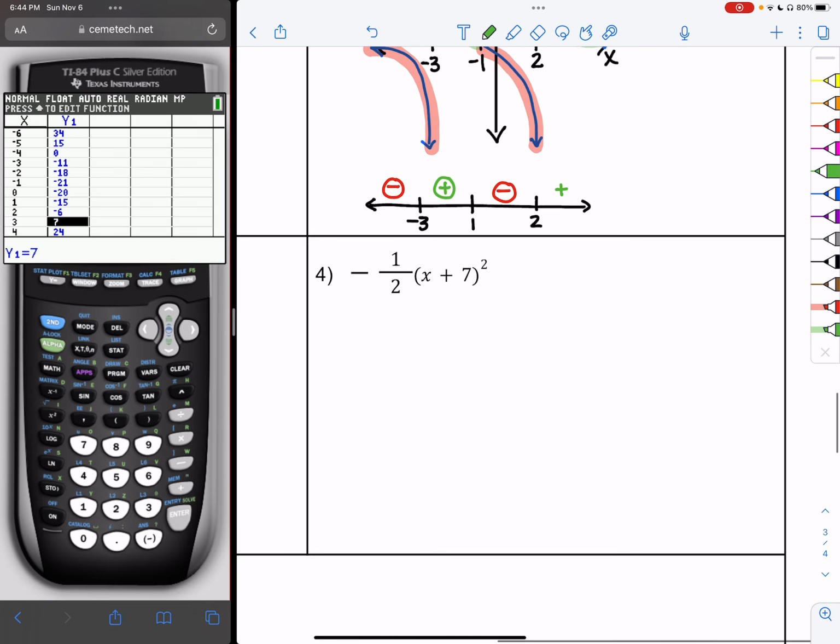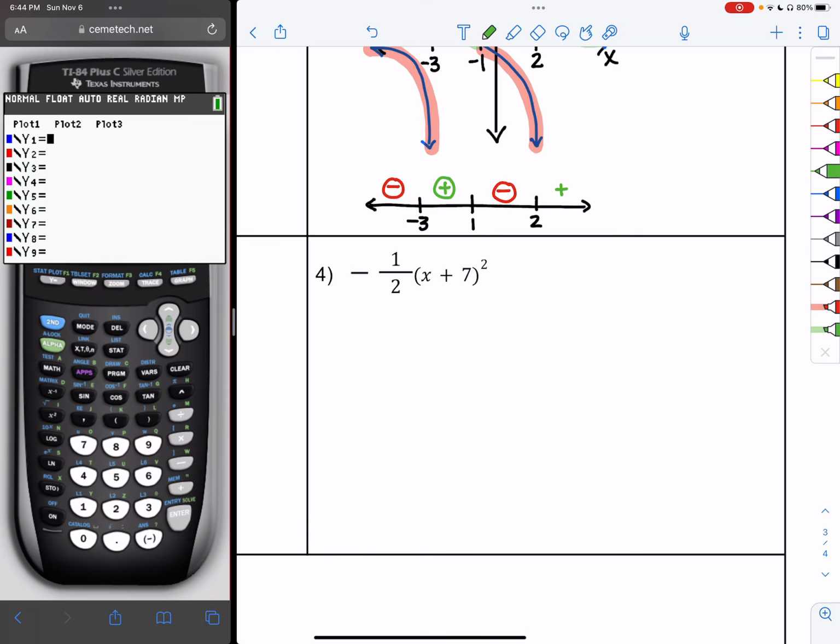All right. So same thing for number 4. I need to put it in y equals, and I need to look at my x-intercepts or my vertical asymptotes. So I'm going to graph this one. And as I can see, this is another quadratic. And I see that it looks like it touches the x-axis just at this point up here on the top. So I'm going to press second trace, and I'm going to press 0. And I'm going to go to the left side of it and press enter.